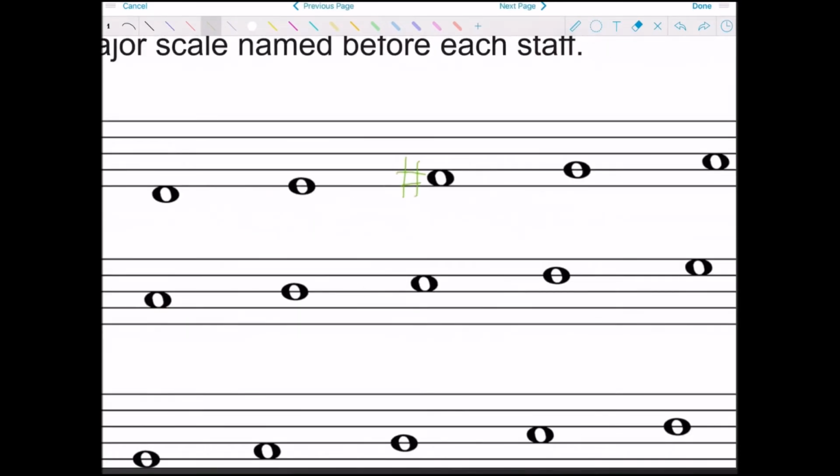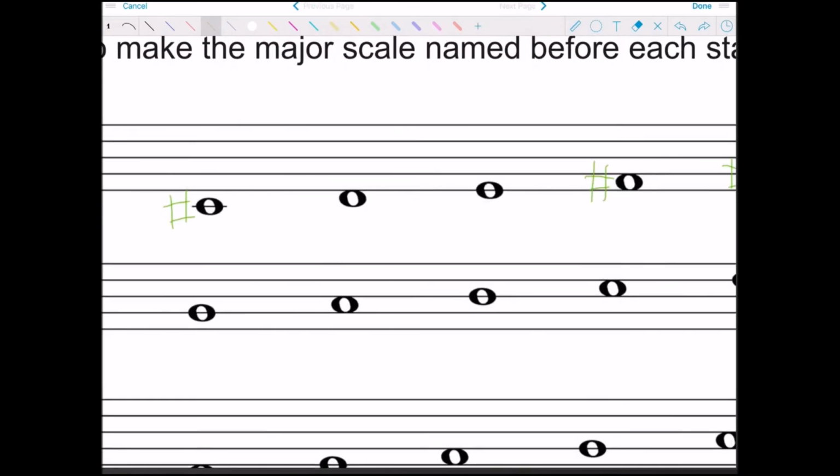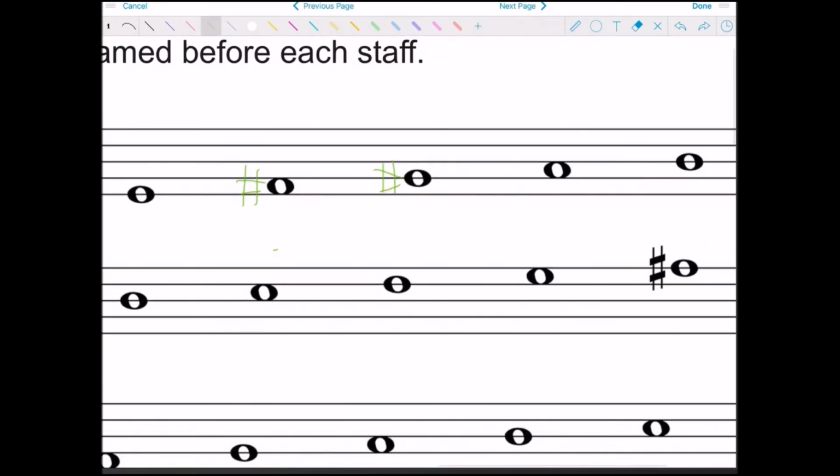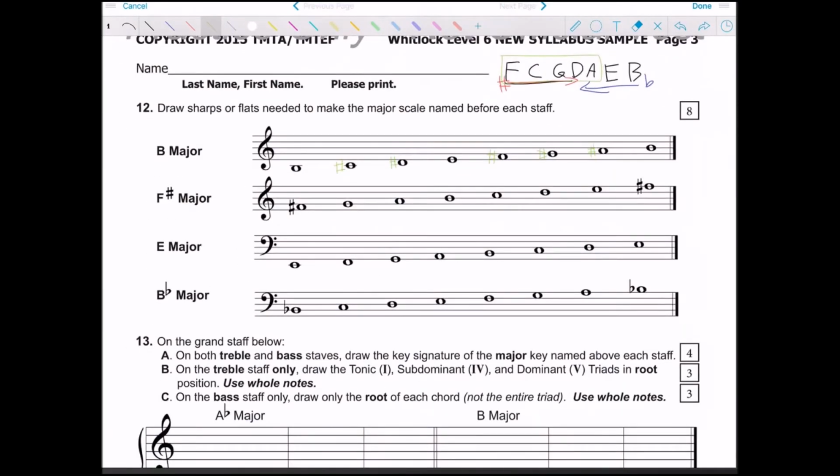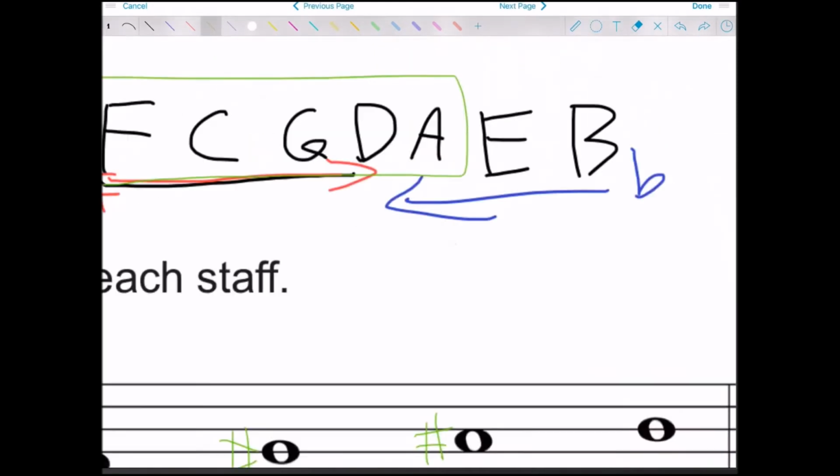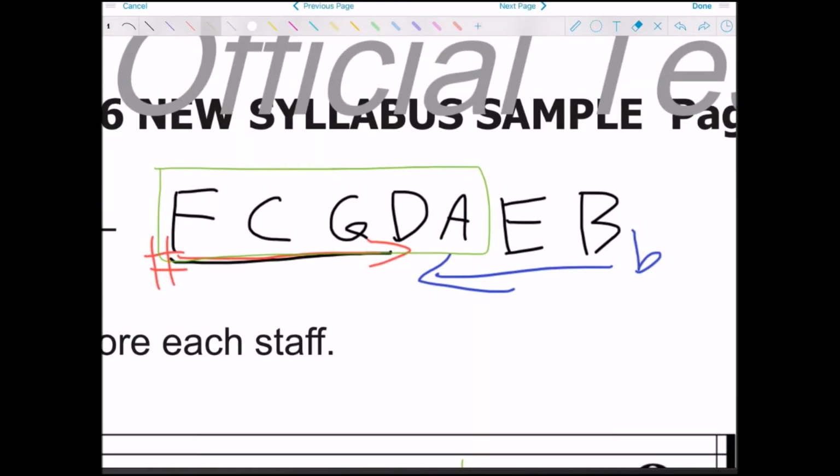go down alleys. That simple. F sharp major, that's going to have 6 sharps. So I'm going to go back over here. Let's do it in red this time. I need 6 sharps, all 6 of these right here.